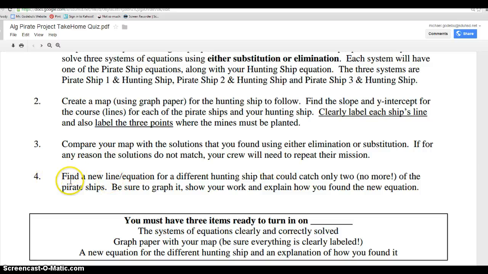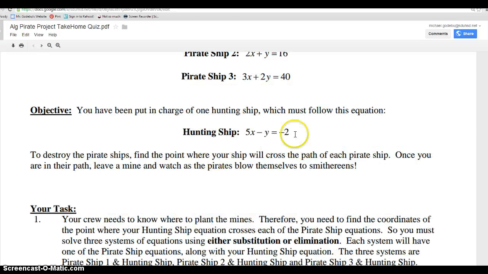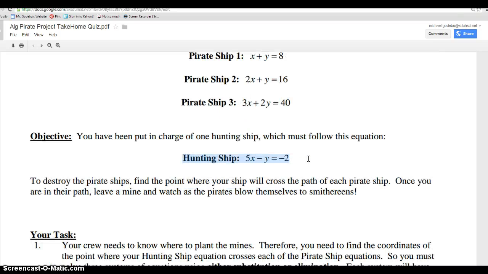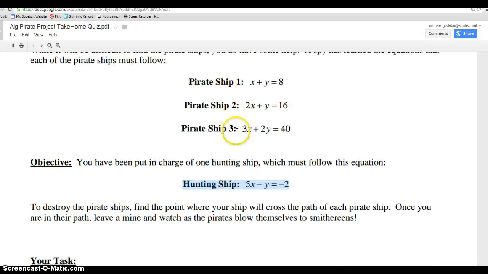And then task 4 is to find a new equation or line for a different hunting ship that can catch only 2, no more, of the pirate ships. So essentially what you're doing is coming up with a different hunting ship that is only going to intersect 2 of the 3 ships. And I'm going to leave you to figure out how to do that. It certainly is possible. Now, it doesn't matter if it intersects the old hunting ship, it just needs to intersect only 2 of the other pirate ships.